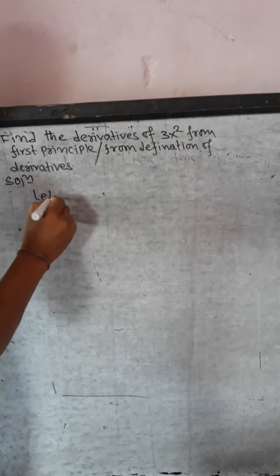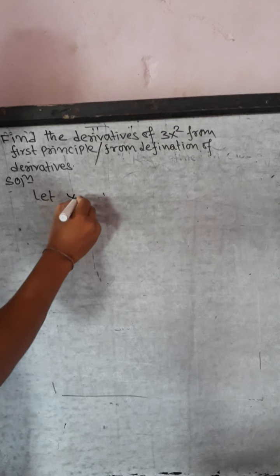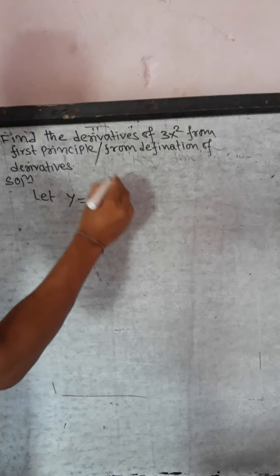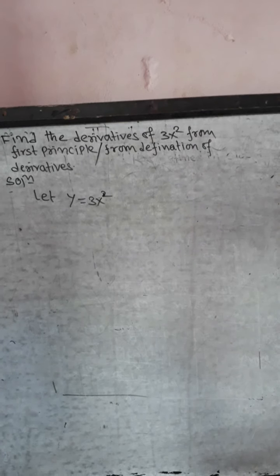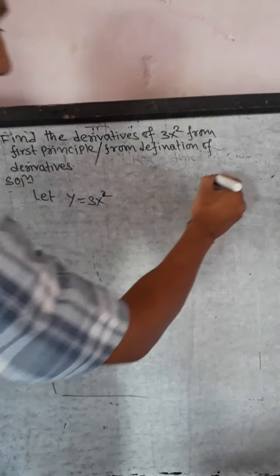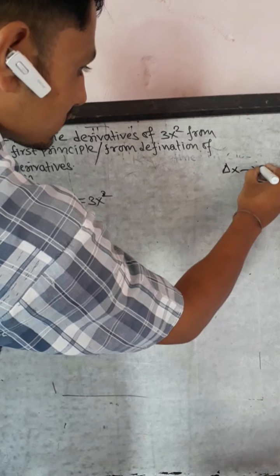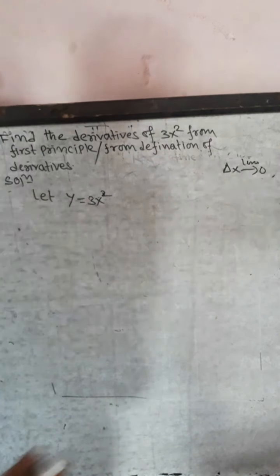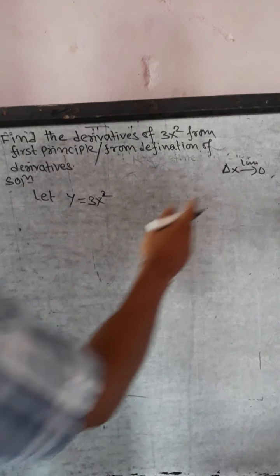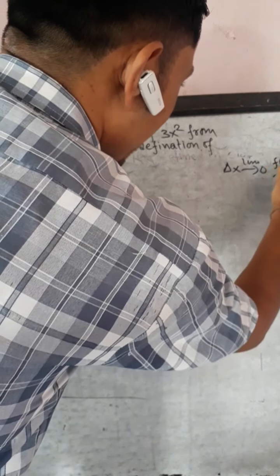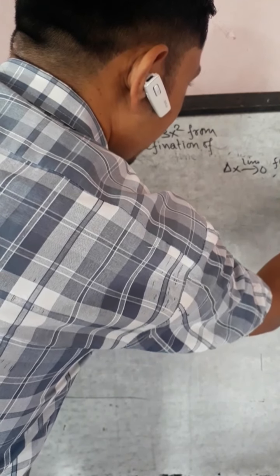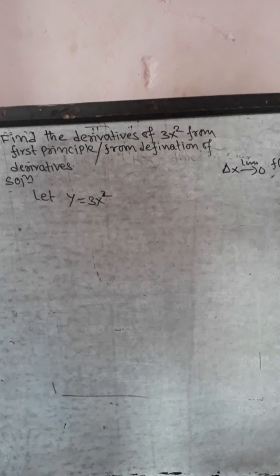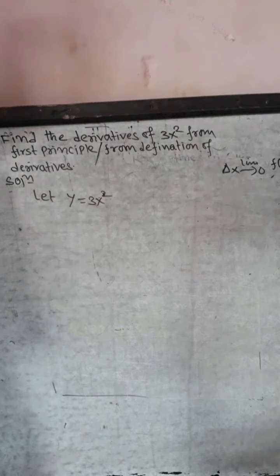Okay, now the solution. How to solve this one? Let, so what is the function? 3x square. So let y is equal to 3x square. So from the definition what we have seen? We have seen that limit del x tends to 0, f of x plus del x minus f of x divided by del x. You have seen this one. So we'll make it like that only.